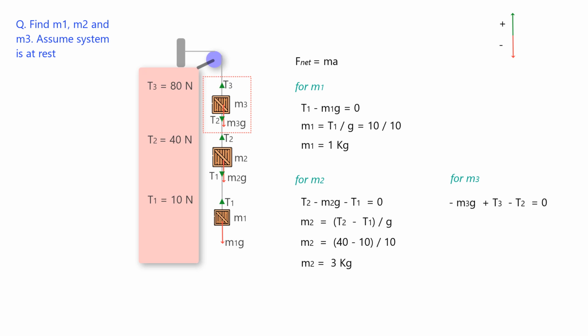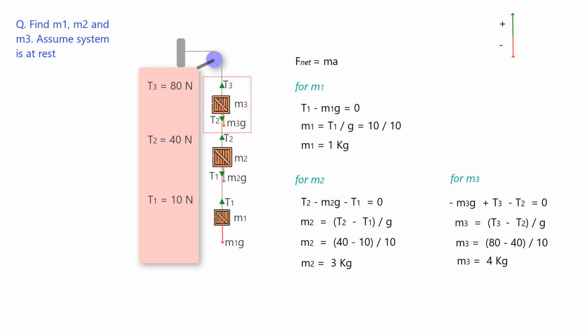M3g is acting in the downward direction, therefore negative. T3 is acting in the upward direction, therefore positive. And T2 is acting in the downward direction, negative again. And this once again should equal 0 because M3 is also stationary. And if this is the case, then we can find M3 is equal to T3 minus T2 divided by g. And what we get is T3 is equal to 80 newtons minus T2, which is 40 newtons. And then you divide by 10, and what you get is 4 kilograms.